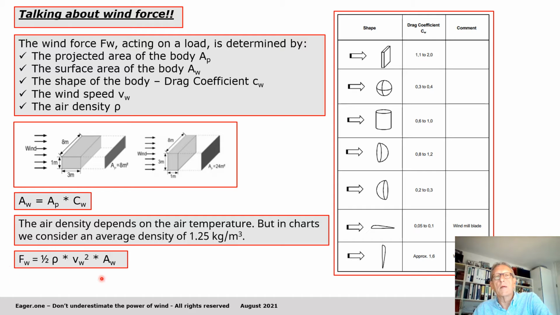Then this formula will result in the force out of wind, where we have the density of air. It's an average of 1.25 kilogram per cubic meter being in use in the lifting industry. Here we have the wind speed in meter per second, and we have this surface area. With this formula, it's pretty simple to calculate the force out of wind.